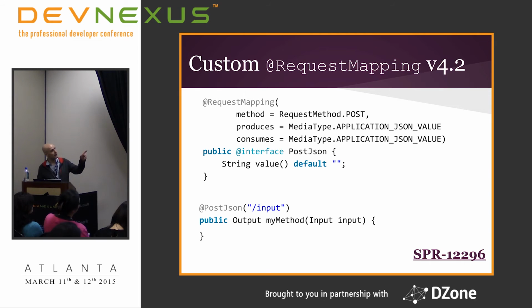And you can see that we are creating a PostJson annotation, and we're annotating that with request mapping. So effectively, when you say PostJson down here, you're effectively saying what's up there. And you can also override it with specific information on PostJson. So that way you can create your own annotations according to your application, and we can work with that too.